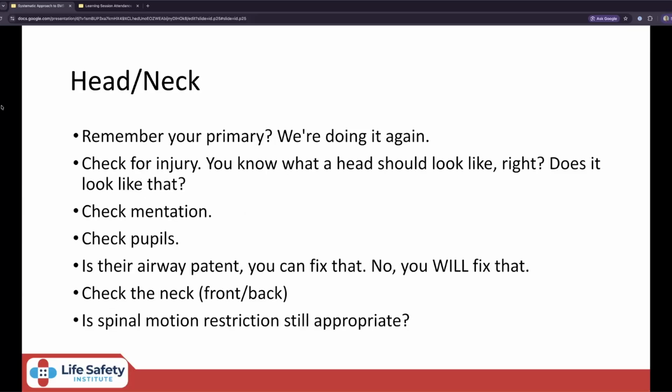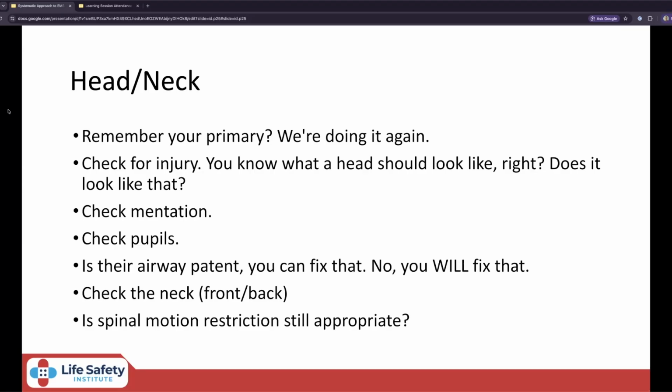So I already kind of previewed this, but we do our DCAP-BTLS and we start up at the head, right? And so one of the things is while we're up at the head, we might as well redo our primary assessment, right? We went through it previously. Is it still working, right? Is the airway still patent? If not, we need to fix it. We need to make it patent. Breathing, are they breathing? Is it adequate? If not, we need to fix it, right? Circulation, you can check a pulse up there, right?